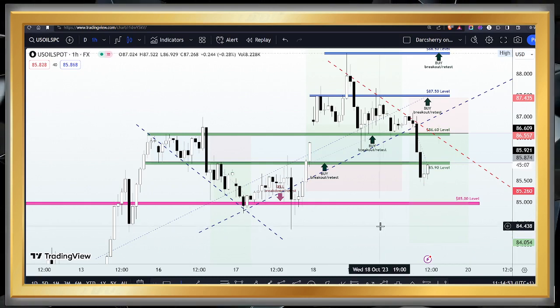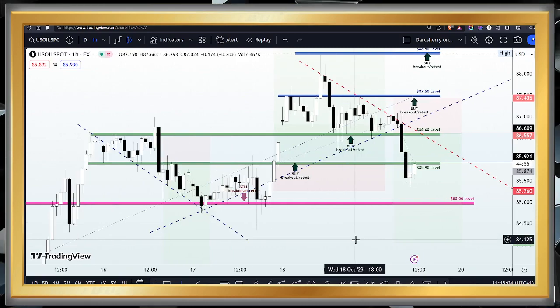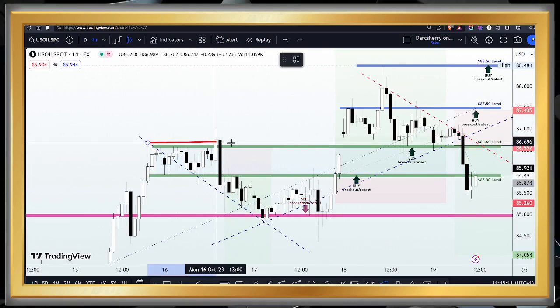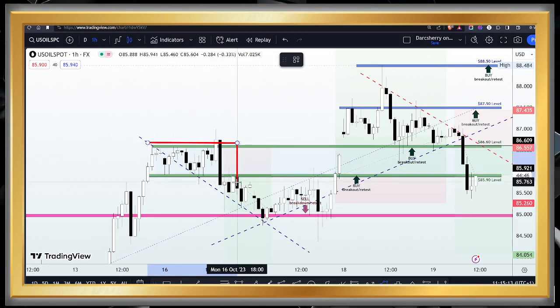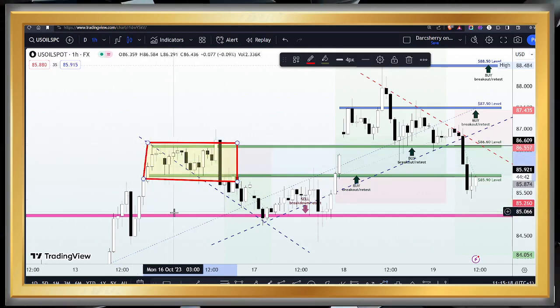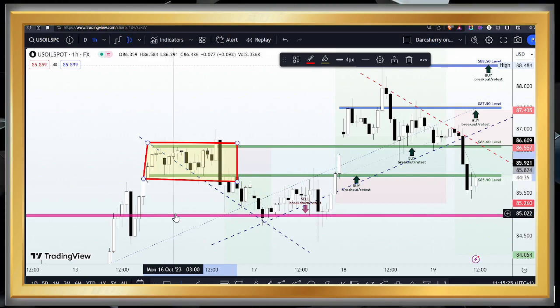And in fact, I would love to take us as far back as the beginning of this week, when we made our informed decisions ahead of this week. Now, at the beginning of the week, let me zoom in. At the beginning of the week, we saw here that initially price was confined within a range between the $86.60 level and the $85.90 area, to emphasize the level of uncertainty that gripped the market at that point in time.